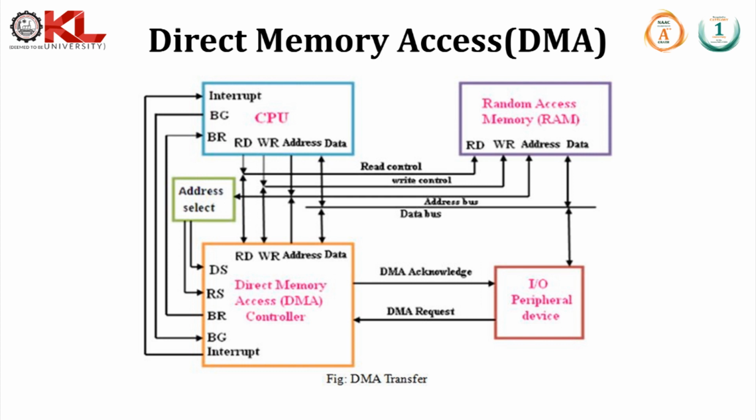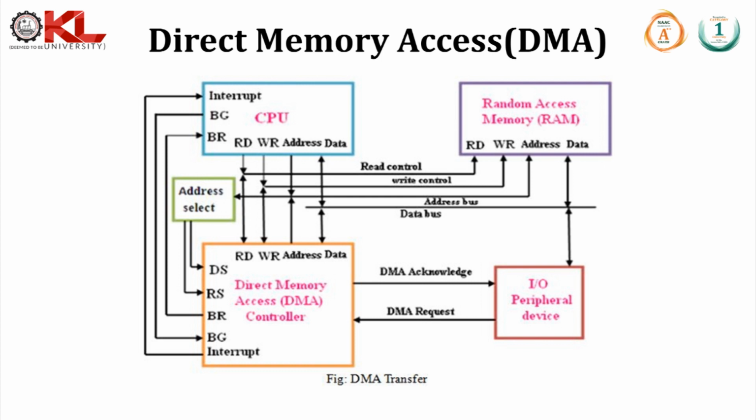The DMA request line used in this DMA controller requests the DMA transfer. The bus request BR signal is used by the DMA controller to request the CPU to relinquish or release the control of the buses. The CPU activates the bus grant output to inform the external DMA that its buses are in high impedance state so that they can be used by the DMA transfer.